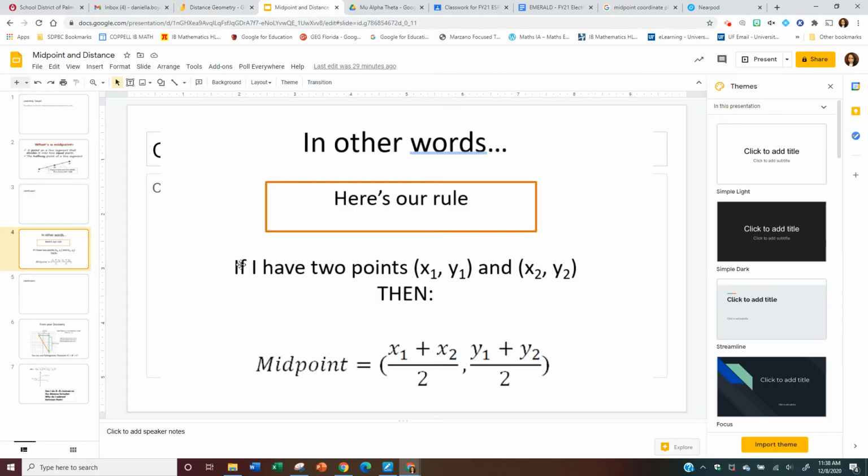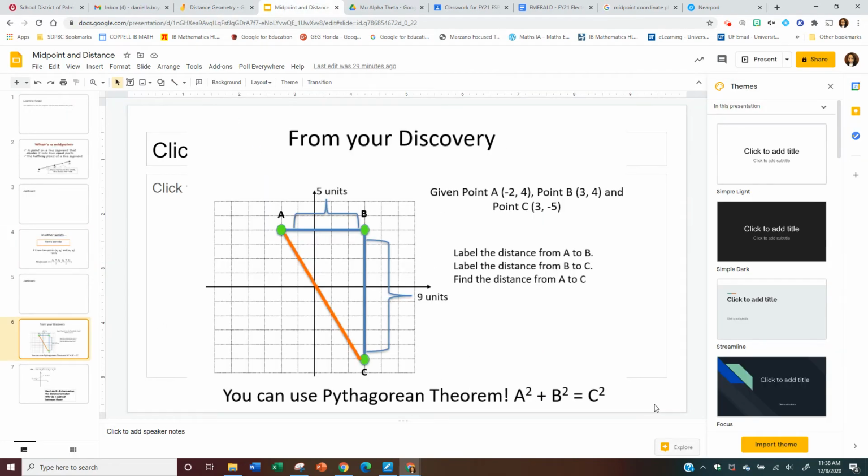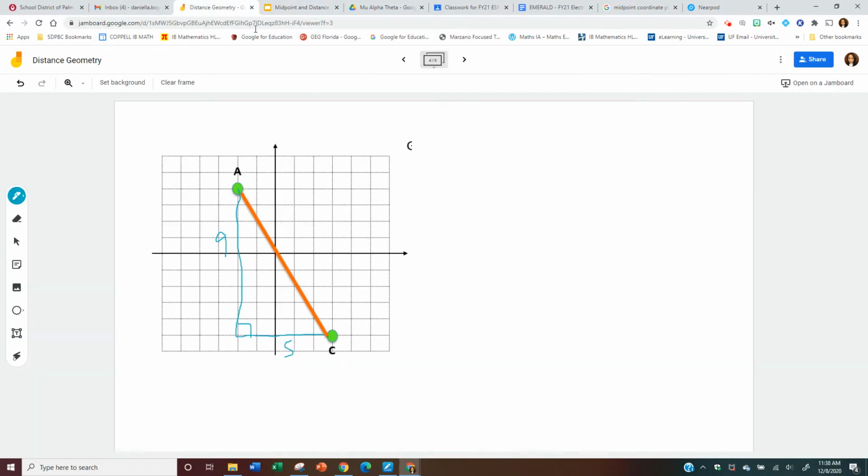You can actually use the Pythagorean theorem. You can use a squared plus b squared equals c squared. The diagonal side, the long side, the side that you're looking for the distance of, is usually going to be c, so that's really, really important.